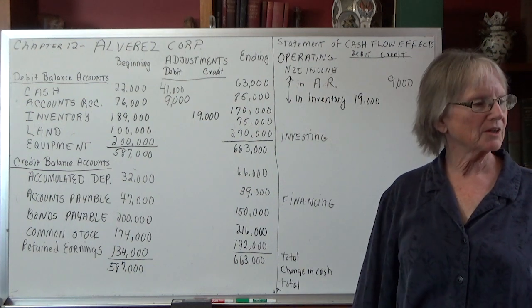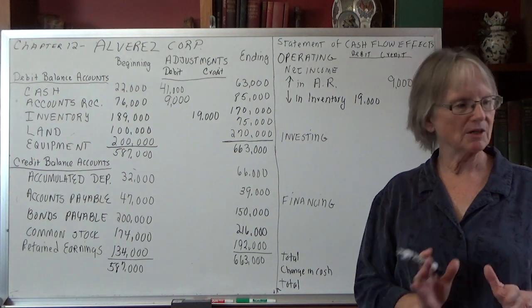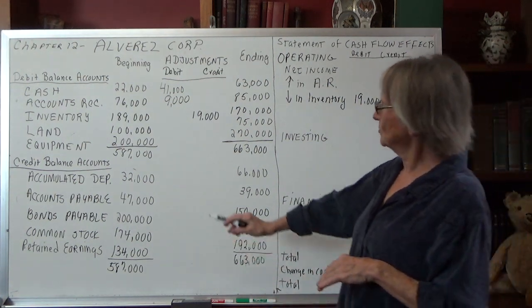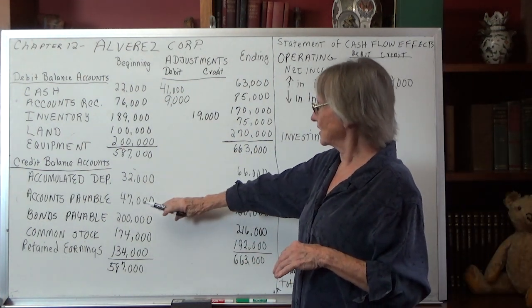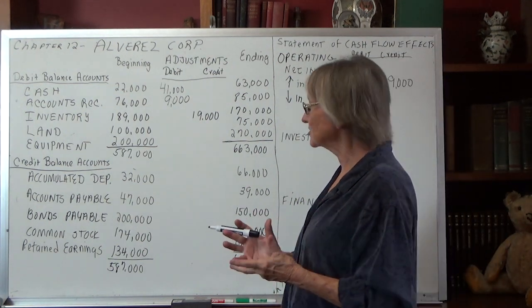All right, what other current accounts do we have? Land and equipment are long-term assets, we have to save those for later. Accumulated depreciation goes with those. Oh, accounts payable, that's a current. Now this is why our credit balance accounts are separate.